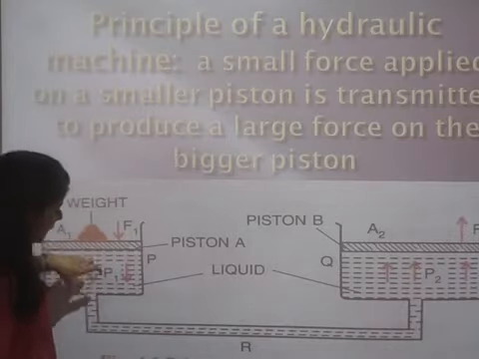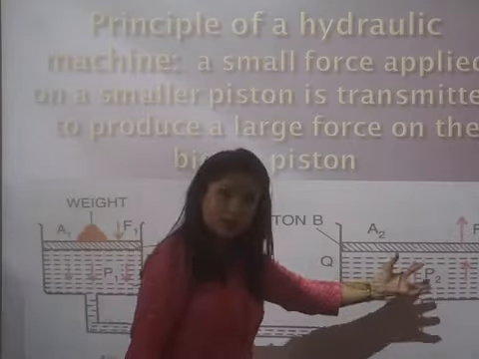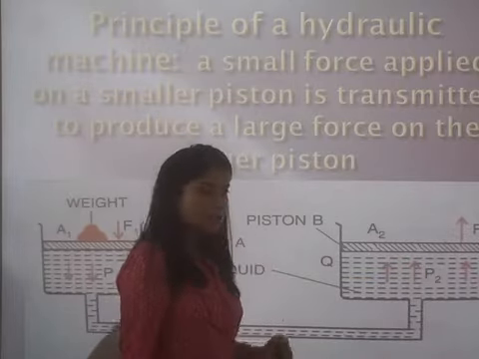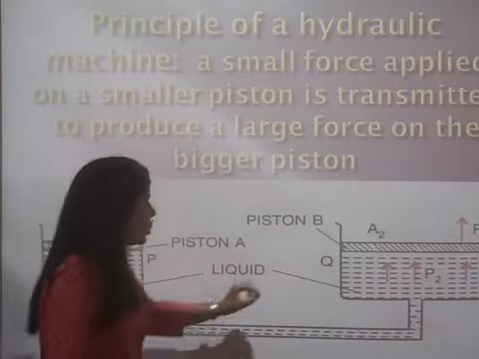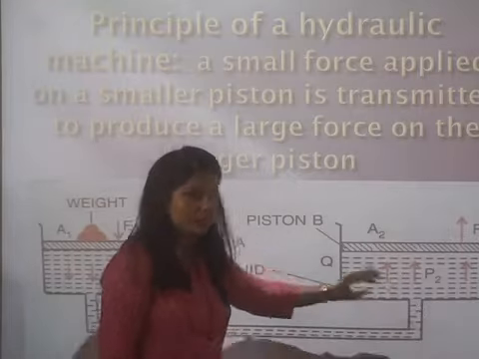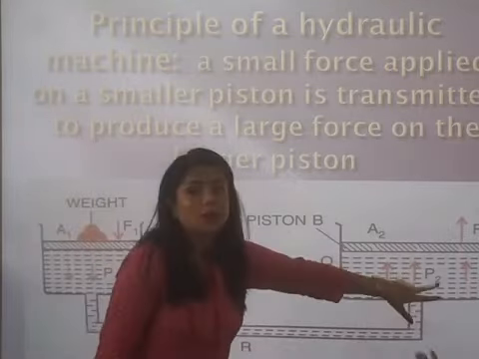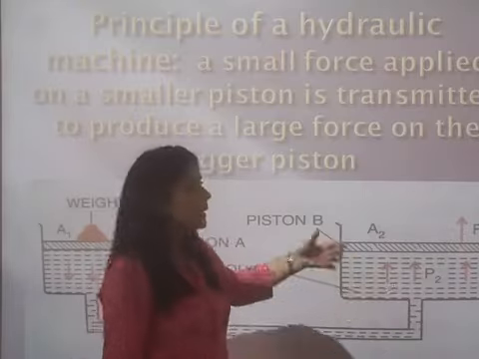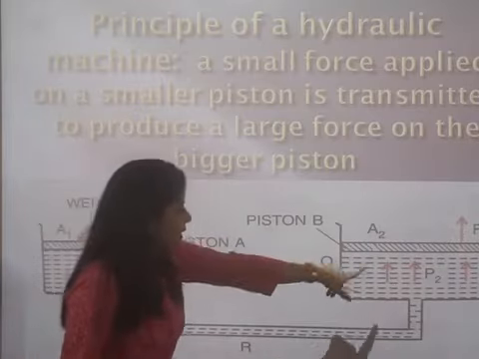Now the same P1 gets transmitted over here. And what I have told you is, pressure at every point is equal. It means that P1 and P2 is equal. Remember that, you read that afterwards. P1 and P2 is equal.